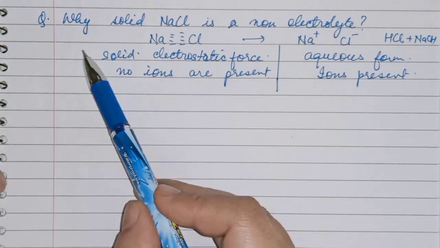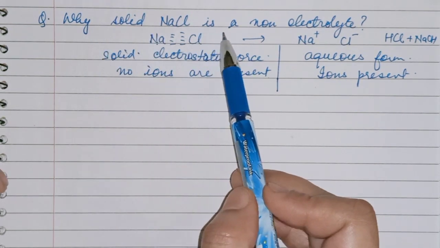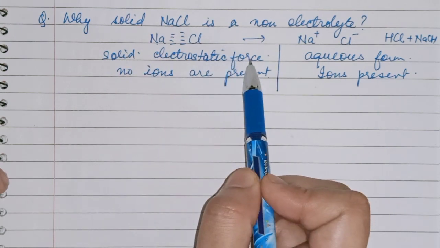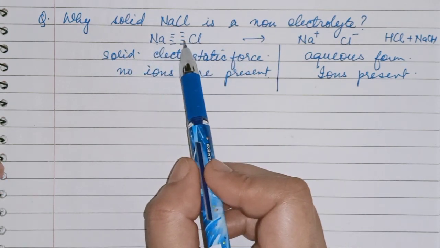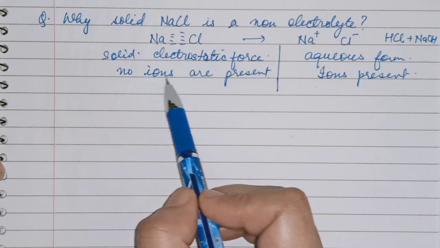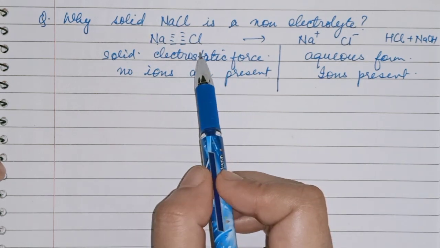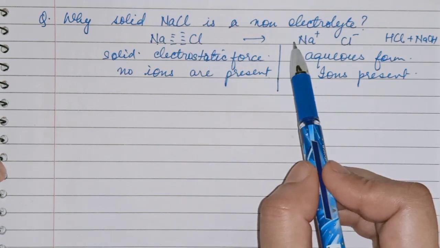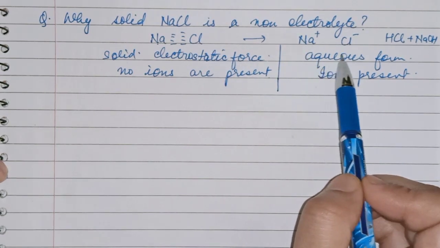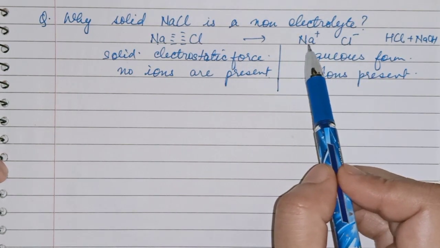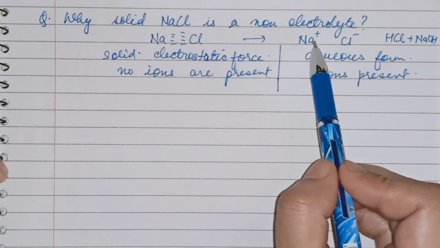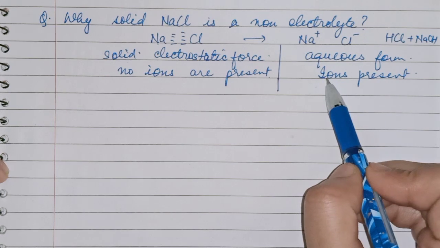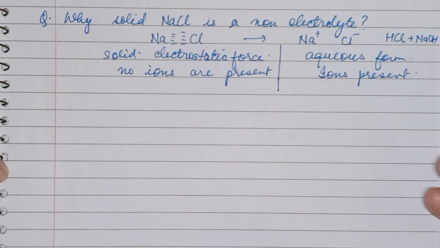So you can say that solid NaCl is a non-electrolyte because a very strong electrostatic force is acting between them in the solid state and no ions are present. That's why they will not conduct electricity. When they are dissolved in water, they will form an aqueous solution and they will form ions of the respective elements. And because ions are present now, they can conduct electricity.